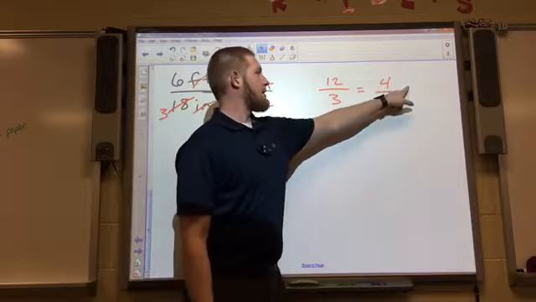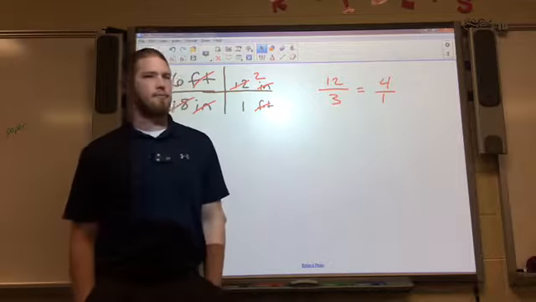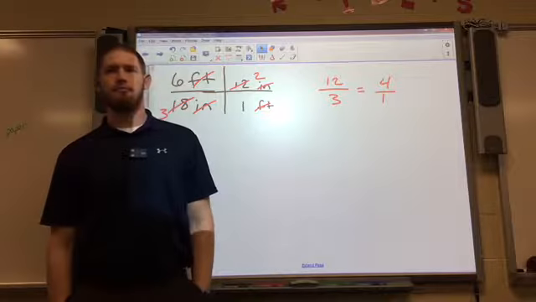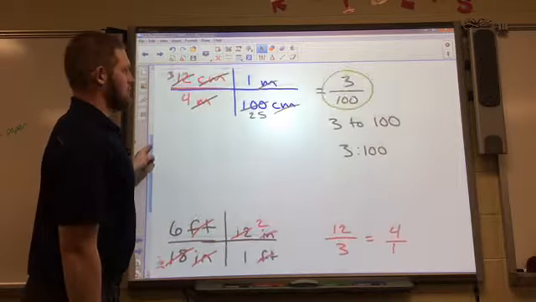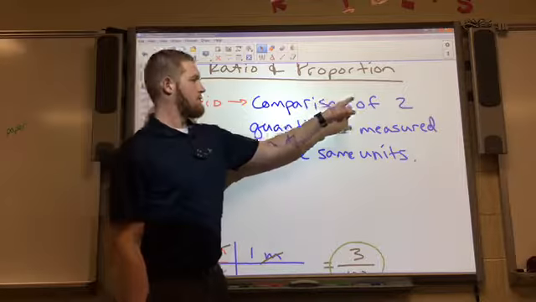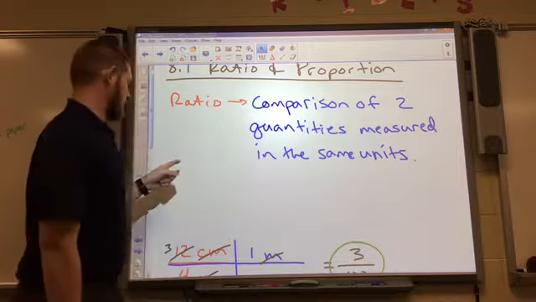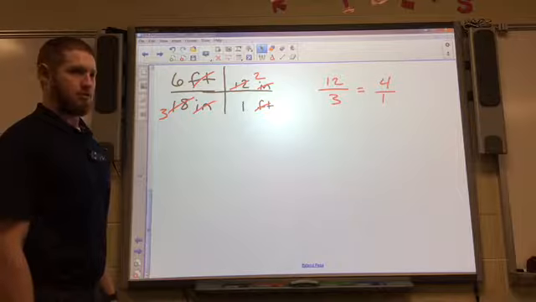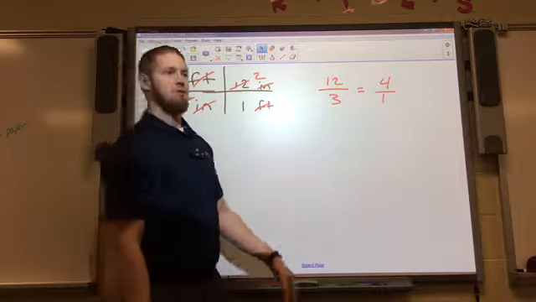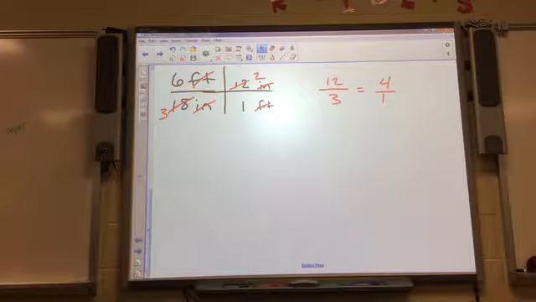Okay, can I write this ratio as just the number 4? Why? Right. Our definition of a ratio was the comparison of 2 quantities. If you just write it as 4, how many quantities do you have? 1. Okay, that doesn't work. So don't do that. A ratio is always going to have 2 numbers, one on top, one on bottom. Okay? So your ratio there would be 4 to 1.